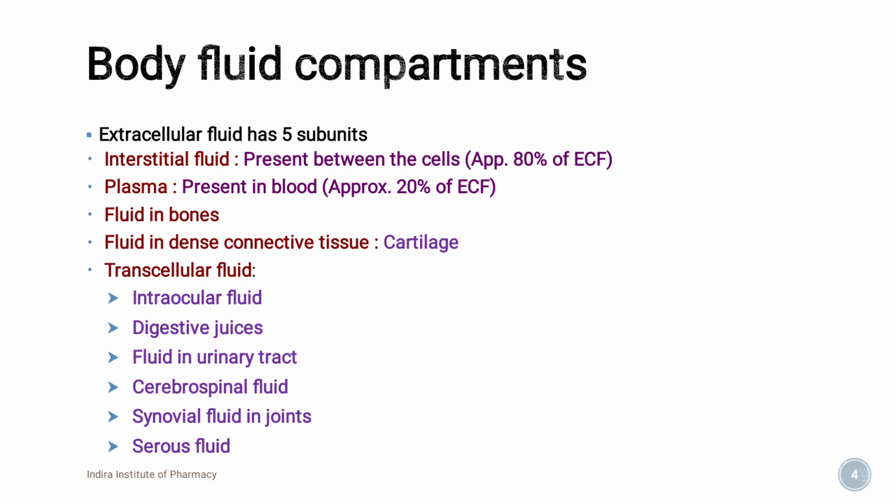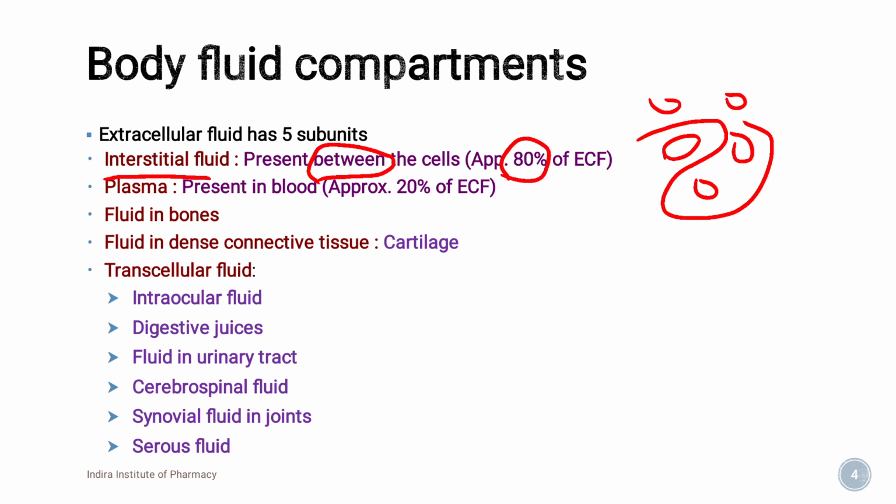Next is body fluid compartment. So this extracellular fluid, how has it been distributed in the body. So first we have interstitial fluid, that is 80% of the extracellular fluid is interstitial fluid, that is present between the cells. You have various cells in the body. So whatever fluid is found in this region is interstitial fluid, and what fluid you find inside the cell is ICF. So then we have plasma which is present in the blood, which is approximately 20% of ECF.